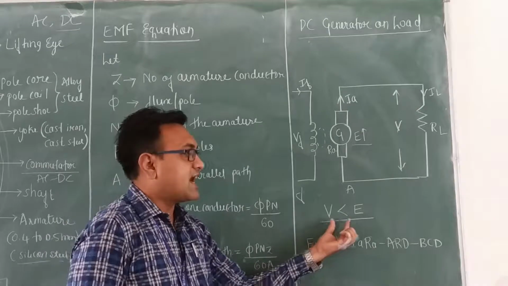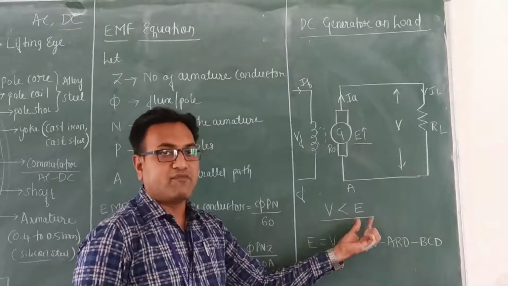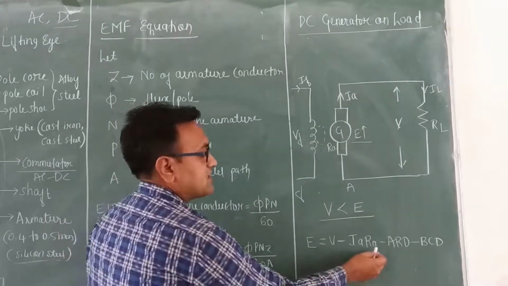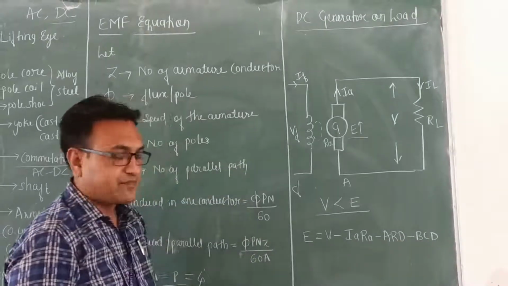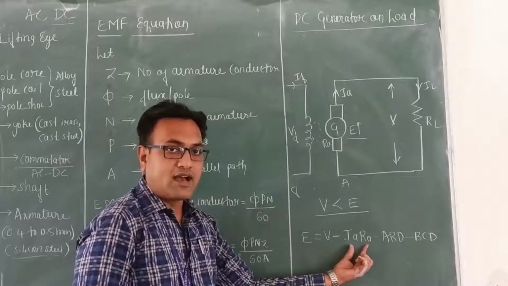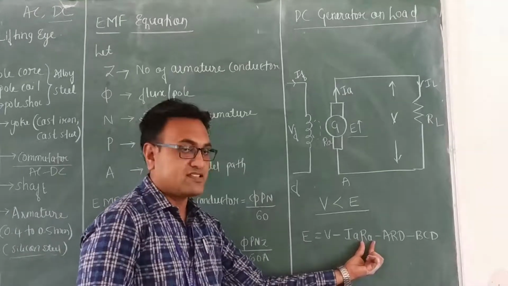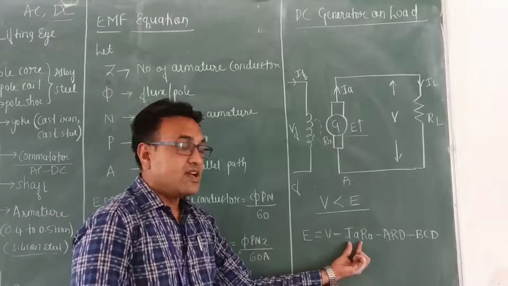Here the main focus is that the terminal voltage is always less than the induced EMF, because of three factors. So what are these three factors? IA into RA, ARD and BCD. What is IA into RA? RA is the armature resistance and IA is the armature current.